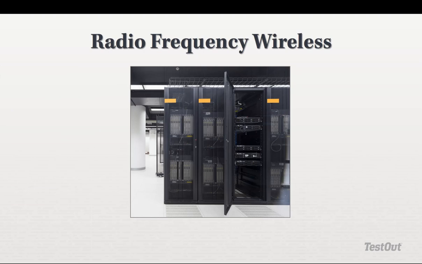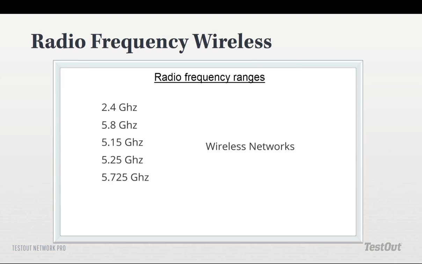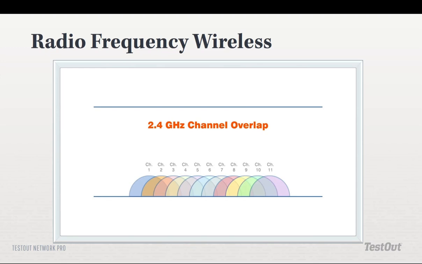So again, then we have radio frequency wireless. Basically, we're going to be talking about 2.4 and 5.75. You can see that there are multiple 5s: there's 5.8, 5.15, 5.25, and 5.725. We're going to be dealing with 5.7 to keep it simple. Then we have the 2.4s over here. You can see it's broken up into 11 channels, and each one of them overlaps another channel, which we're going to talk more about later on.